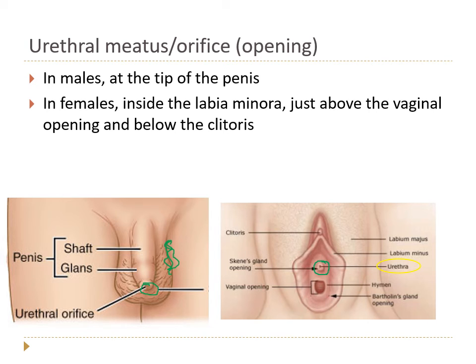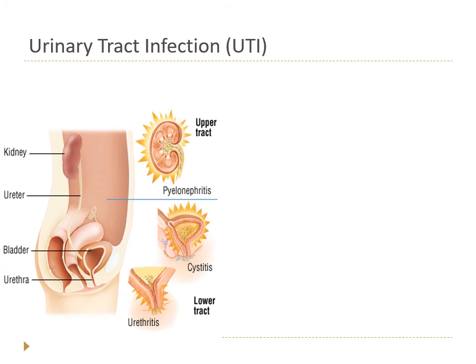So it's very close to the vagina, which has lots of bacteria in it normally. It's also relatively close to the anus, which would be here, and it's in a part of the body that's subject to a lot of rubbing and friction. So it's easy for bacteria to get kind of pushed into that external urethral orifice.